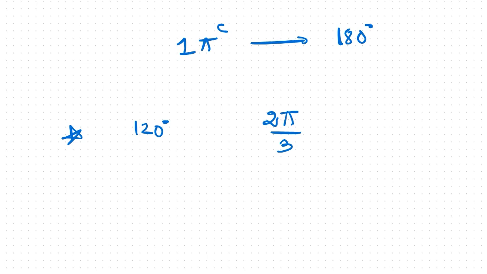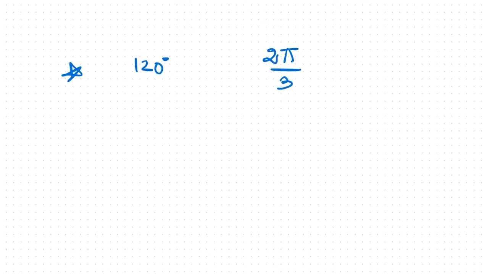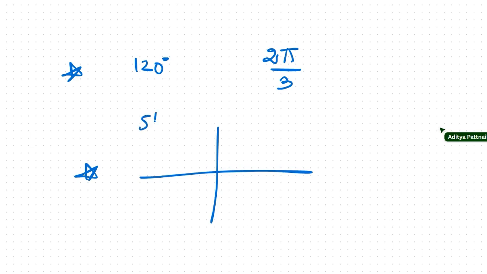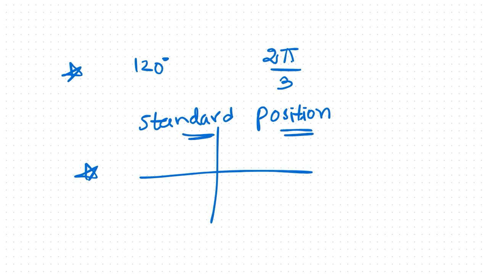Okay. Let us understand some concepts of trigonometry. So let us first understand about standard position. Standard position means if there is a terminal arm like this, an initial arm like this, this is said to be in standard form. Basically, it should lie at origin, start from origin.